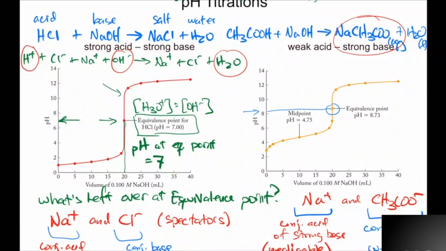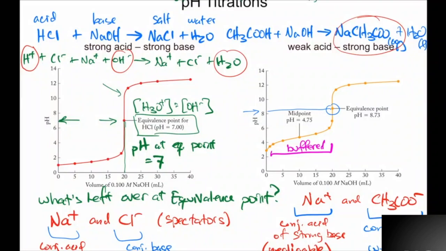For a weak acid, it's not flat. It rises a little bit, and then it flattens out, and then it starts to rise again before you get to the big jump. That's because it's buffered here. Now, once you get to the equivalence point, it's no longer buffered. At the equivalence point, you've lost all the weak acid. It's been completely neutralized.